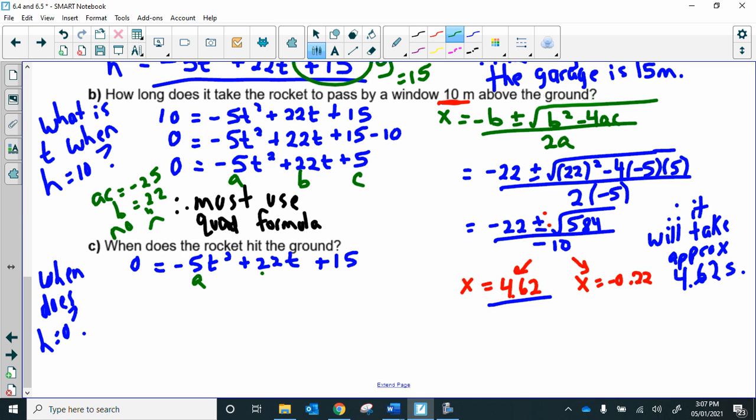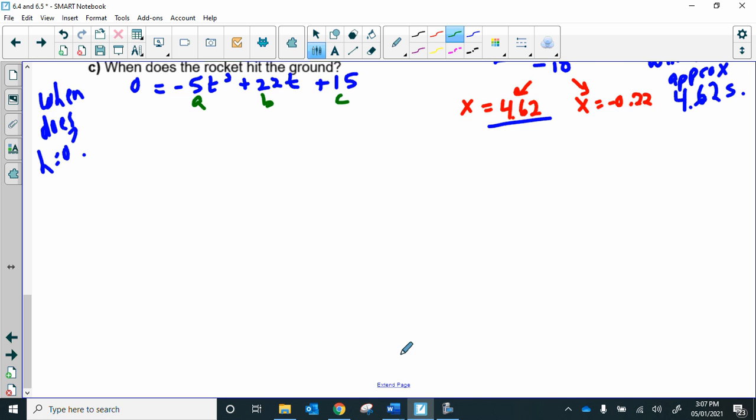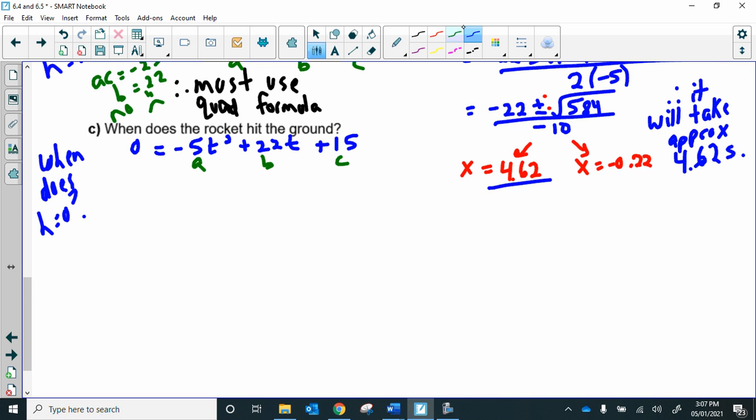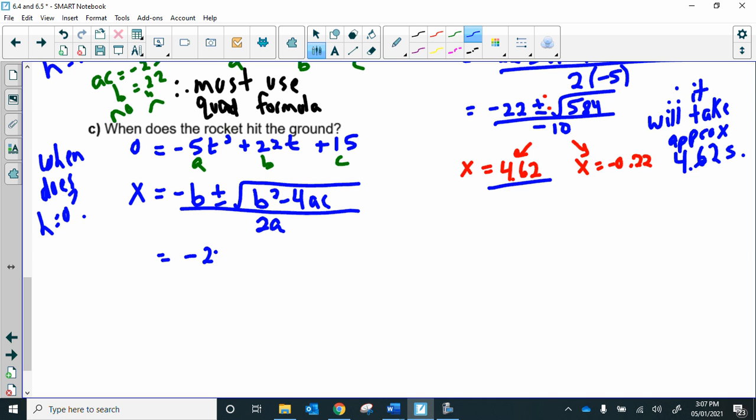Here's my a, my b, and my c. I need a little bit more room here. x equals negative b plus or minus the square root of b squared minus 4ac all over 2a. I'm going to sub my values in.